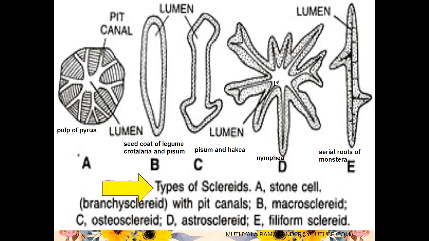These are the sclerites. In these five types of sclerites, protoplast is completely absent. So these five types of cells are called dead cells, also called stone cells, also called sclerites. The five types of sclerites mainly help in mechanical support to plants.